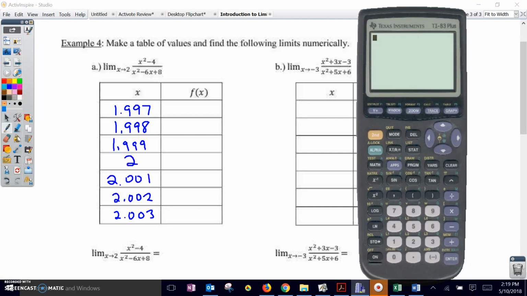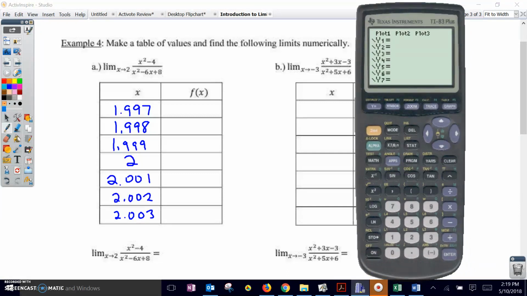And I'm going to use my graphing calculator to help me create this table. So I'm just going to pull up my calculator, go to the y equals screen, and I'm going to enter the function that I'm finding the limit of. x squared minus 4 over x squared minus 6x plus 8. I'm going to go ahead and enter that in. And then I'm going to go to table set.